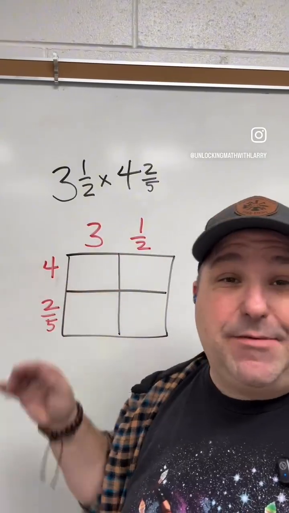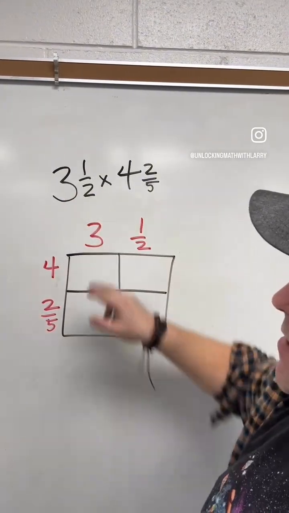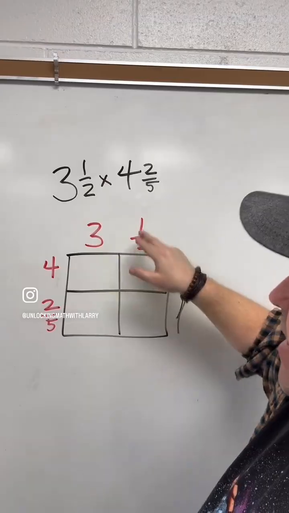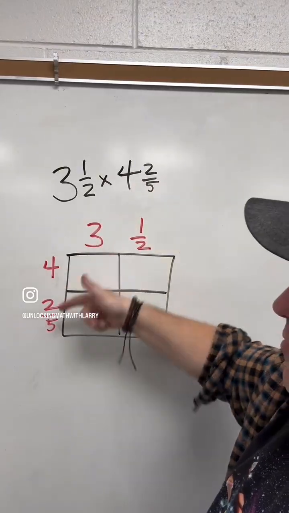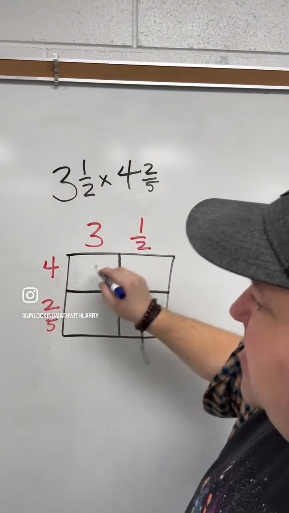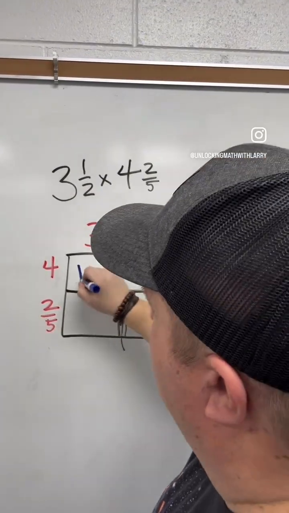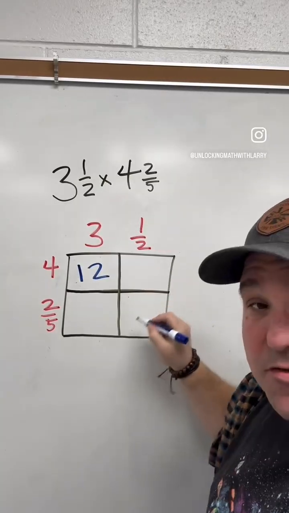So we're going to do the same idea with our mixed numbers, this time splitting up our whole number and our fraction. So 3 1/2 is 3 plus 1/2, 4 2/5 is 4 plus 2/5. And now we just multiply our four pieces. So this top square here is always going to be a whole number. In this case, 4 times 3 is 12. And this bottom one is always going to be a fraction.